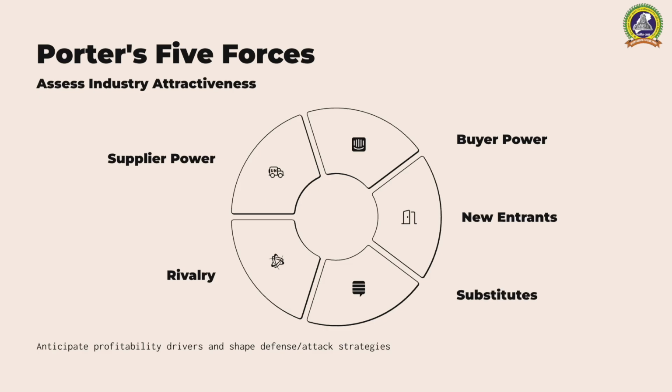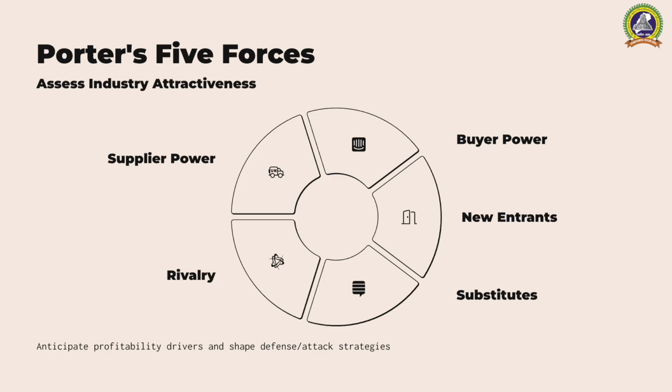How much power do our suppliers have to raise their price? And if there are few suppliers, their power will be high. Second, bargaining power of the buyer. How much power do our customers, meaning buyers, have to drive our price down? If they buy in large volume, their power will be high. Third, the threat of new entrants to the industry, which means how easy or difficult is it for a new company to enter a market. If barriers to entry are low, this threat is high.